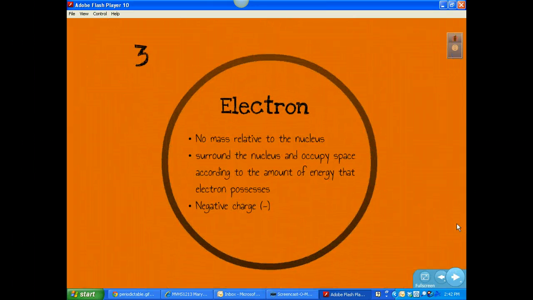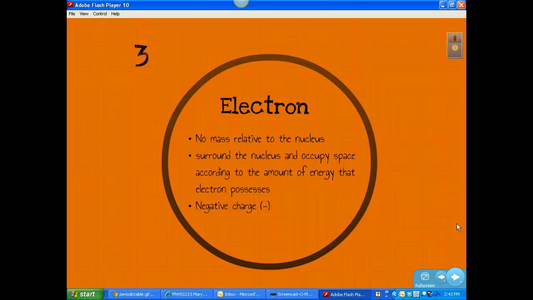And then finally, just the electron, okay? I write down the terms "no mass relative to the nucleus," and all I mean by that is, even on how small these things are, the electron is even smaller. It's extremely small, even on that level, okay? Really tiny, all right? They surround that nucleus in that space called the electron cloud, okay? And they have a negative charge, and we've been taught all along that opposites attract, so that's why electrons like to hang around with protons. They're oppositely attracted, okay?